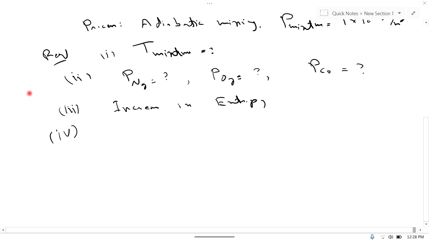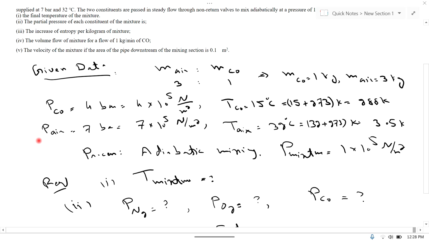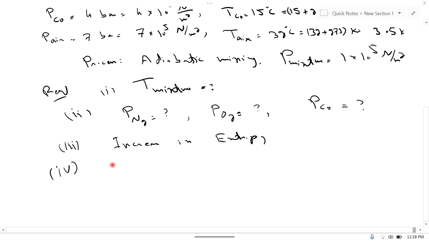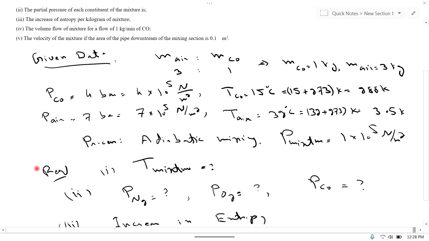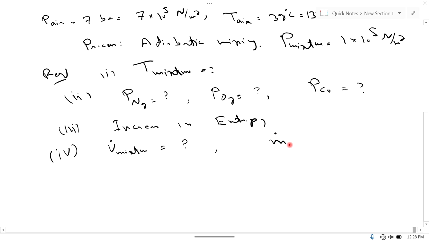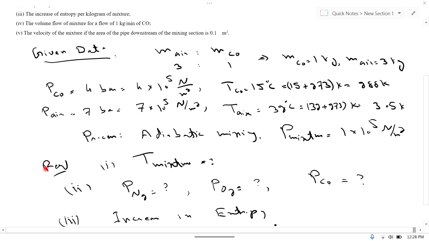Number 4, the volume flow of mixture per a flow of 1 kilogram per minute of carbon monoxide. Find the volume flow rate for the mixture, and for carbon monoxide the mass flow rate is 1 kilogram per minute. The mass flow is given to us. The mass flow rate for carbon monoxide is 1 kilogram per minute.